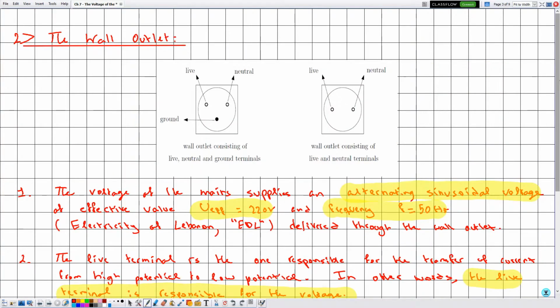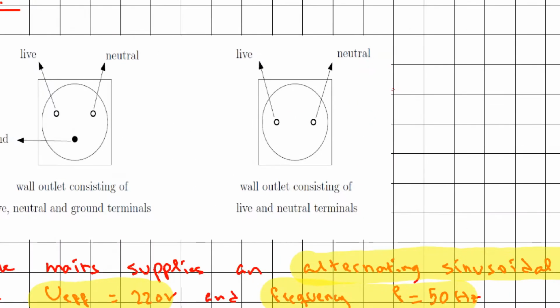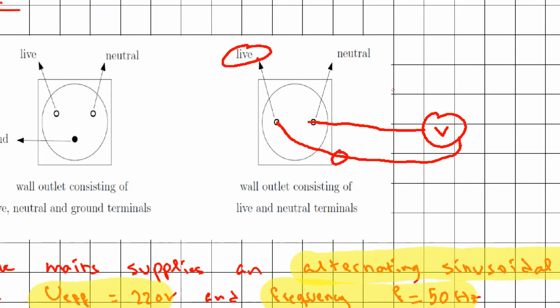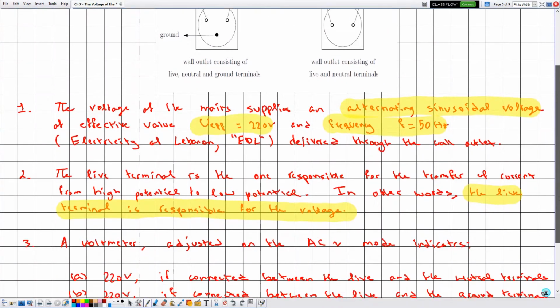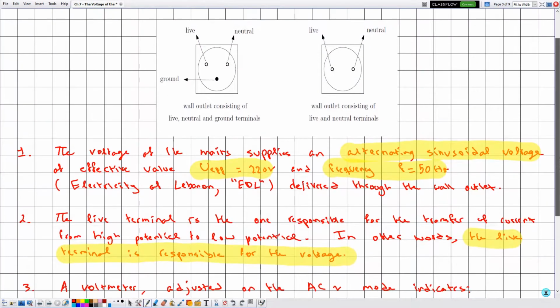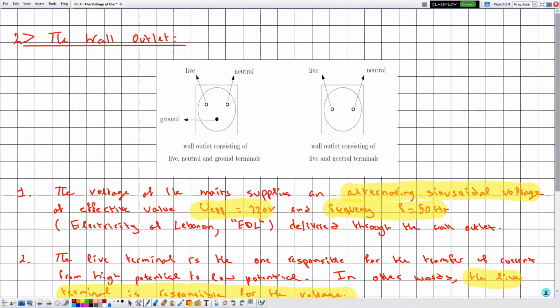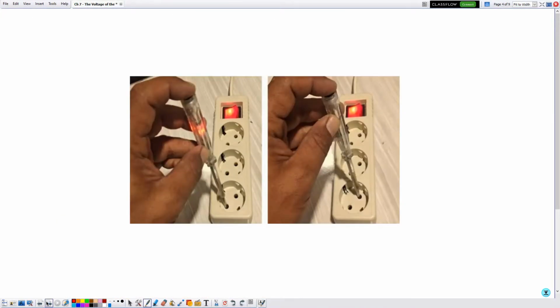Now, what about the case in which we have two terminals? Here, if we have the voltmeter, this is connected here and the other connected here. We are not distinguishing between the COM and the other terminal. In this case, one of the terminals is connected to the live. We know that the live, from its name, is the one responsible for the voltage, so the voltmeter will indicate 220 volts. Okay. So from here, one can deduce that the live is the one responsible for the voltage. Before we proceed, it is important to distinguish between the live and the neutral terminal, and this is done using an instrument called the screwdriver tester.